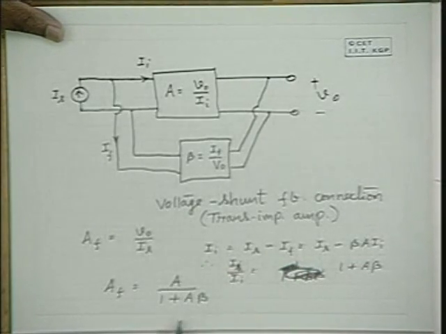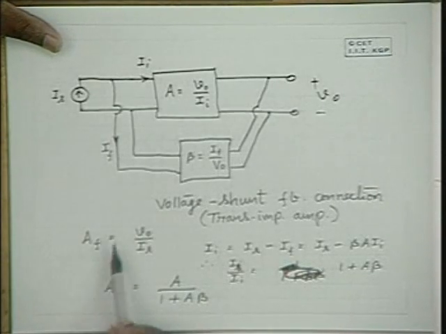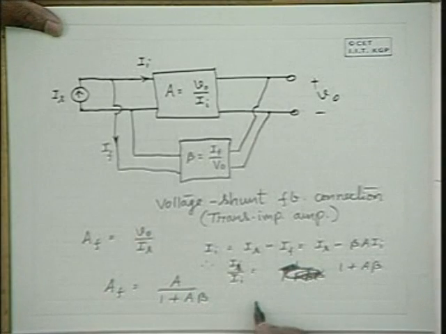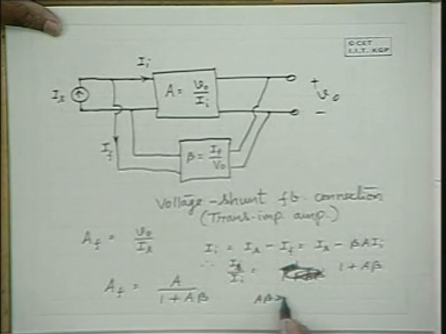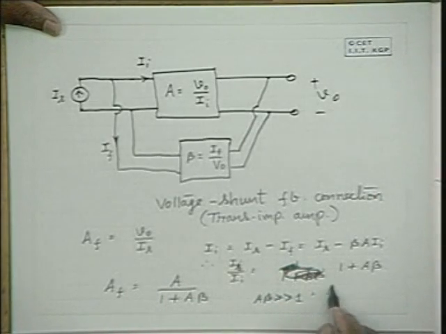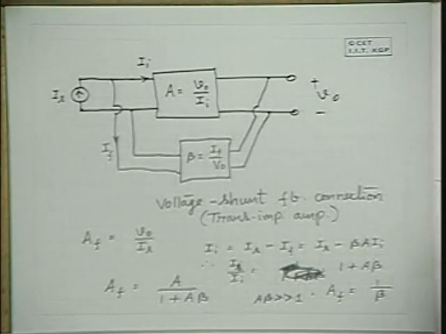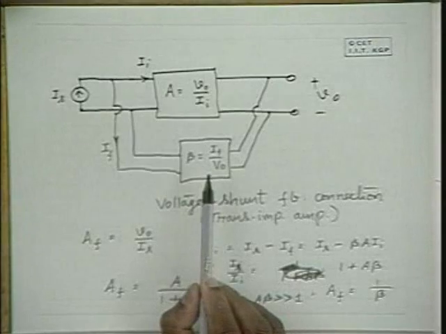Now this transimpedance with feedback is smaller than the transimpedance without feedback, and when A beta is much larger than 1, the gain or transimpedance AF is equal to 1 by beta. It is again becoming independent of the amplifier parameter A, and it is totally becoming a function of the feedback network itself.